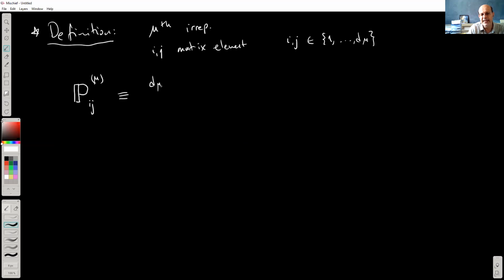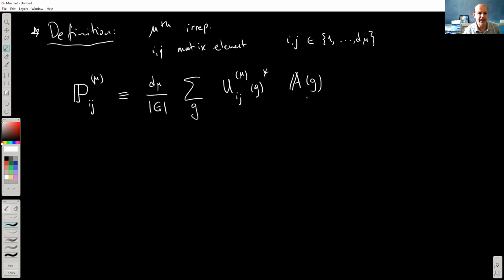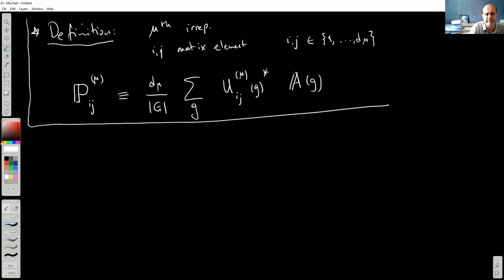It's defined as d_mu divided by the order of the group, and then the sum over the group elements of the complex conjugate of the matrix elements of the mu representation corresponding to different elements, times A of G. This is not a projection operator, but it's an operator that we are going to use later, right? So that's our first definition.